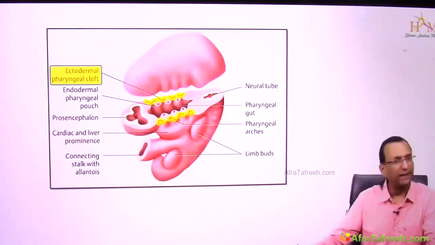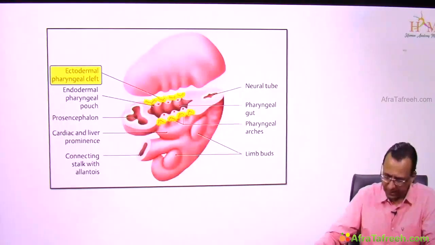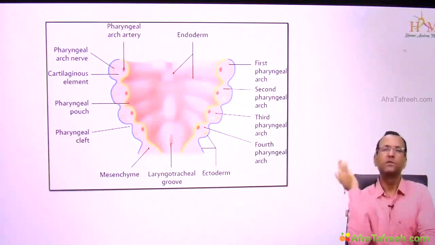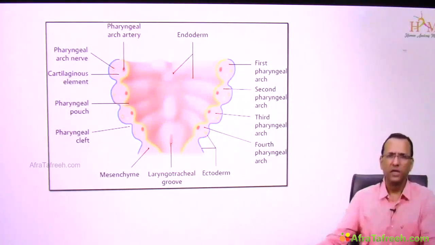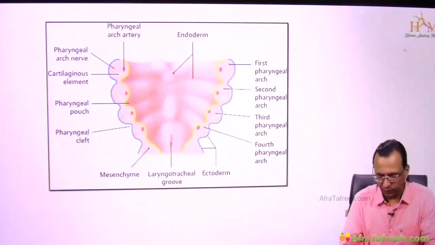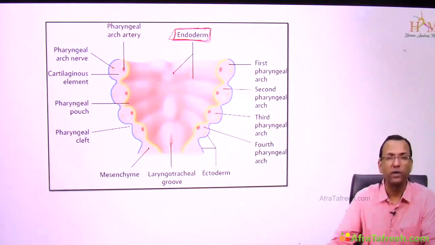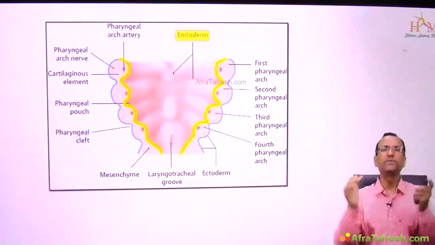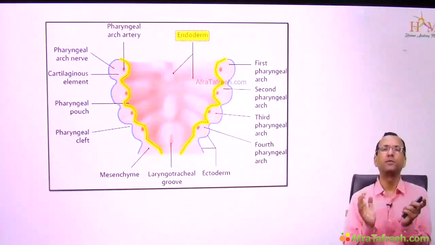Let us look at this again. And this is the front view. Front view of what? Pharynx. You're looking at the floor of pharynx. Lined by endoderm? Yes, of course, pharynx is lined by endoderm. This is the upper part of the gut tube, lined by endoderm. What is this? This is pouch 1, 2, 3, 4, the lateral wall of pharynx, lined by endoderm.